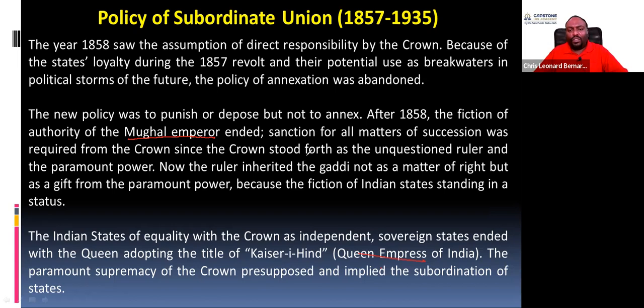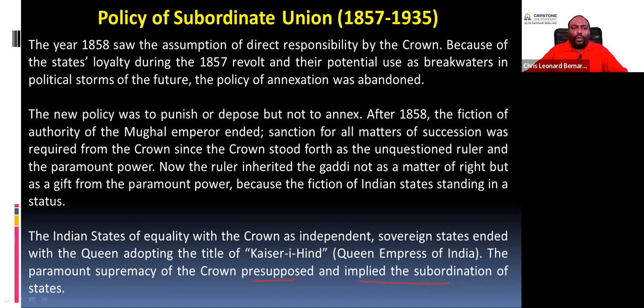The Indians were gifted to the British Crown, and moreover, the fiction of Indian states standing with the British is a fiction, and now the Crown became the paramount power. So the native states which stood with the British in the 1857 revolt were acknowledged as independent sovereign states, and this ended with the Queen adopting the title Kesar-e-Hind, or Queen Empress of India. This title came after the 1858 Queen's proclamation, and this paramount supremacy of the Crown presupposed and implied the subordination of all states, and the Queen Empress becomes the ruler of India.